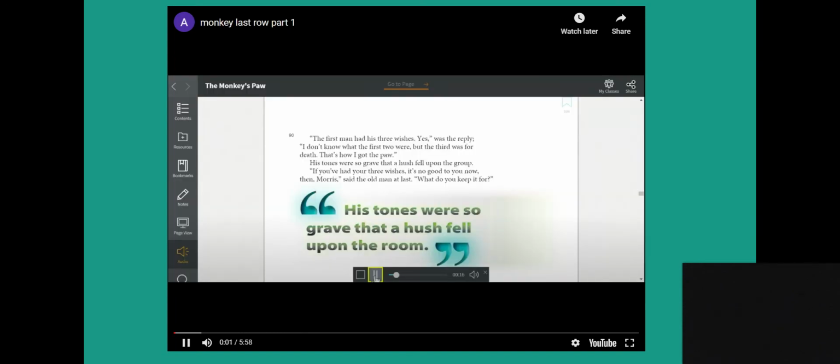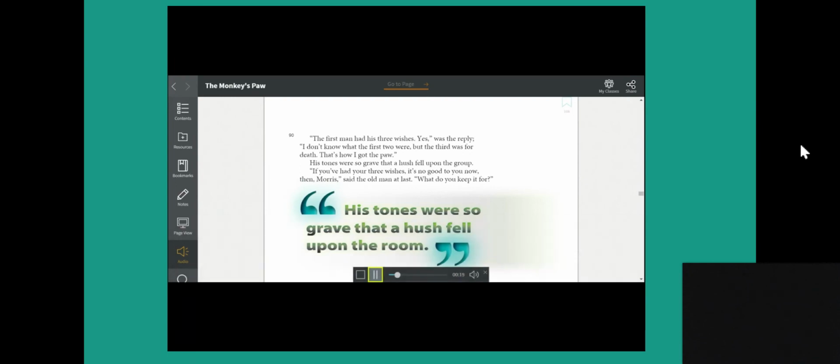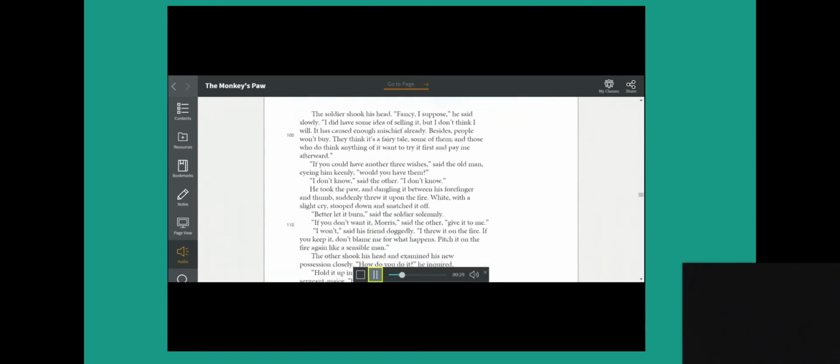So grave that a hush fell upon the group. "If you've had your 3 wishes, it's no good to you now then, Morris," said the old man at last. "What do you keep it for?" The soldier shook his head. "Fancy, I suppose," he said slowly. "I did have some idea of selling it, but I don't think I will. It has caused enough mischief already. Besides, people won't buy. They think it's a fairy tale, some of them, and those who do think anything of it want to try it first and pay me afterward."